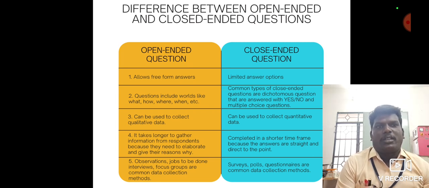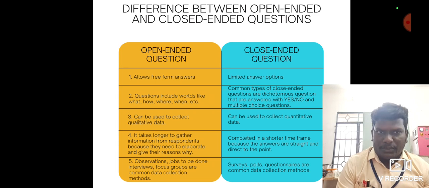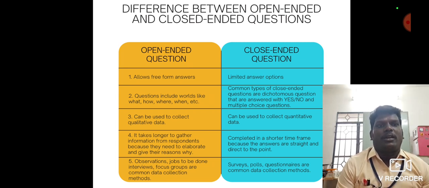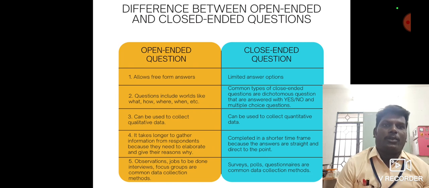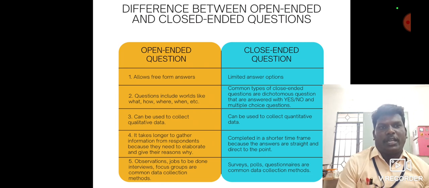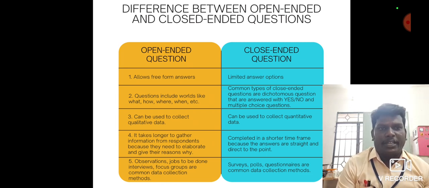And common types of closed-ended questions are discriminative questions, where the answer is yes or no, or multiple choice questions. Third, they can be used to collect qualitative data and quantitative data, which we have already discussed in previous videos. And fourth, open-ended questions take longer to gather information from the respondents because they need to elaborate and give the reasons why. But the closed-ended question is completed in a shorter time frame because the answers are straight and direct to the point.